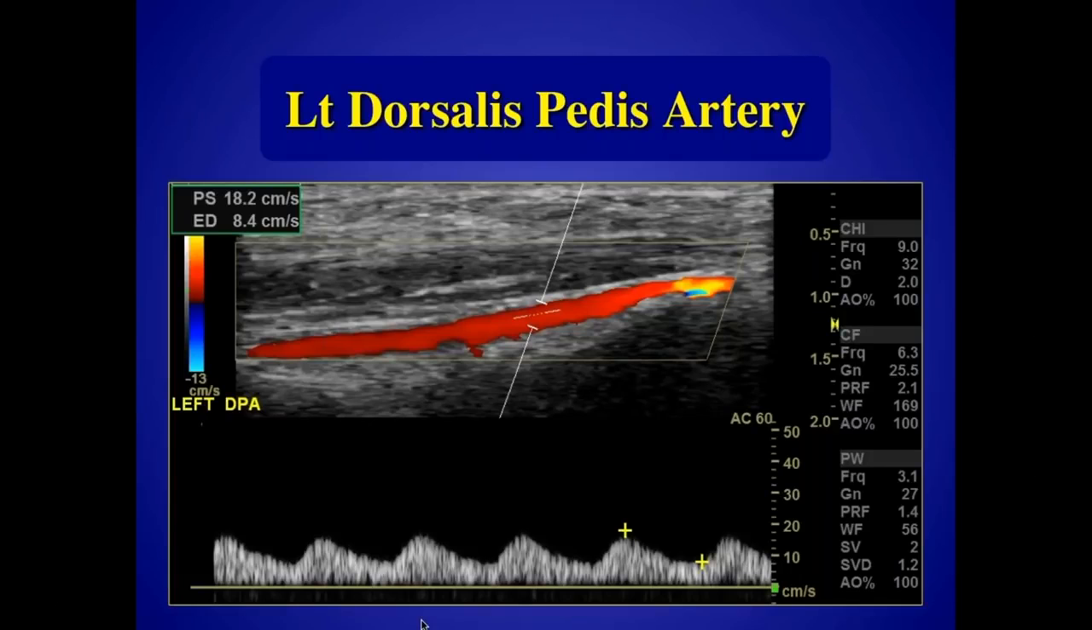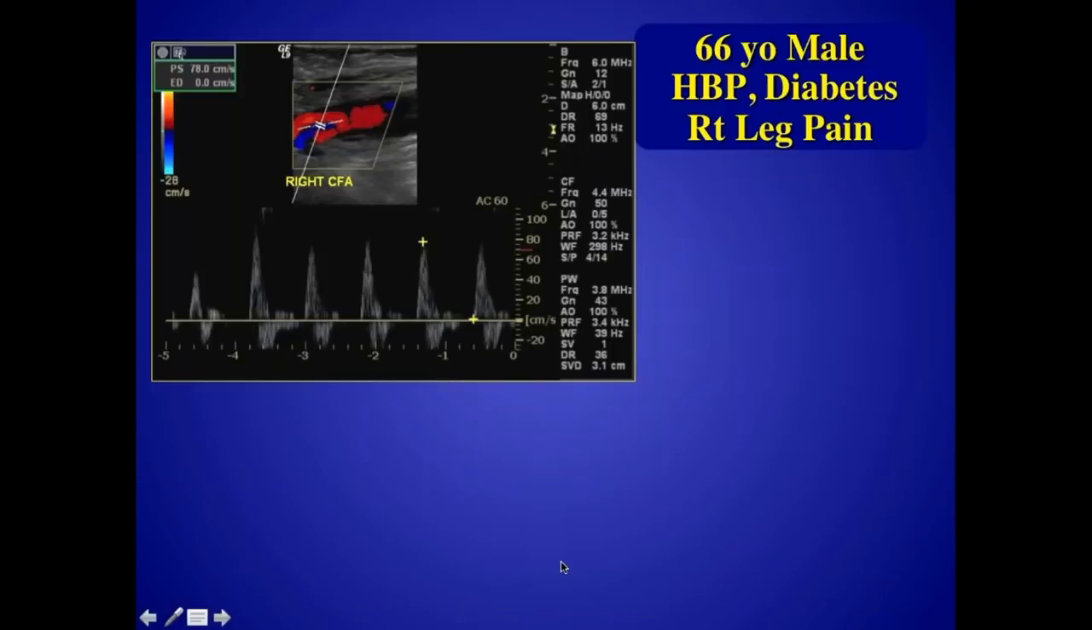And if we skip further down to the foot and look at the dorsalis pedis, well, we see the dorsalis is wide open. So we're obtaining this sample right on the dorsum of the foot. And the dorsalis velocities are 18 centimeters per second. So patent, but low flow, and again, classic tardus waveforms.